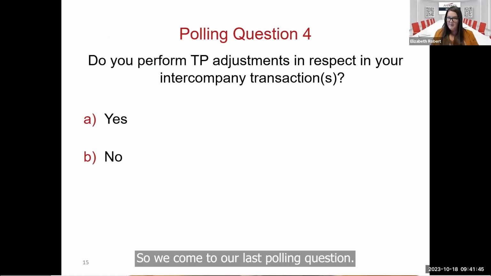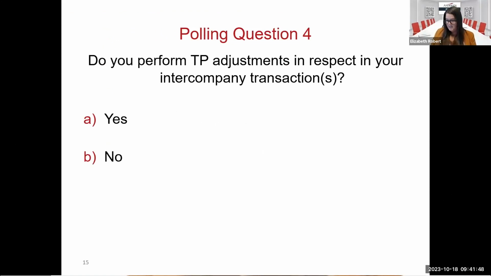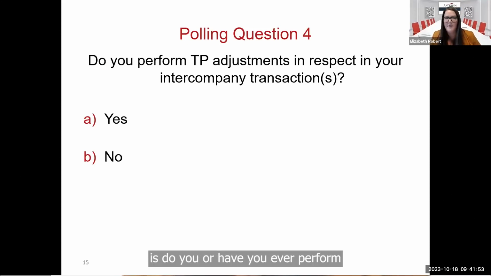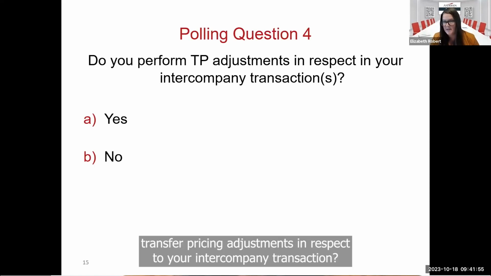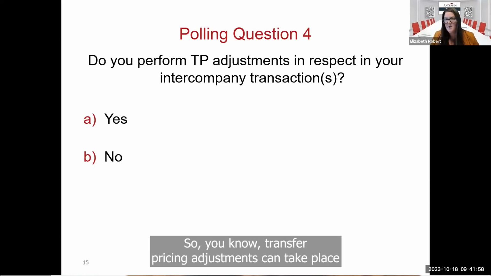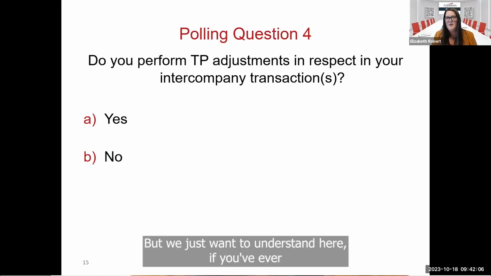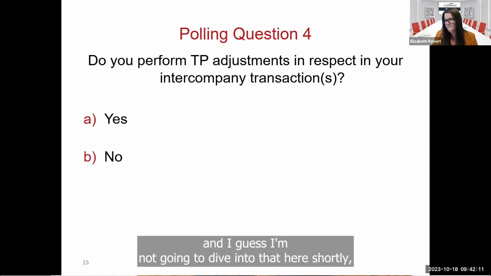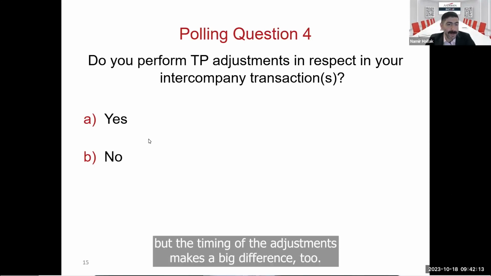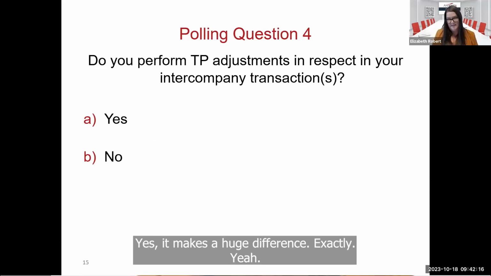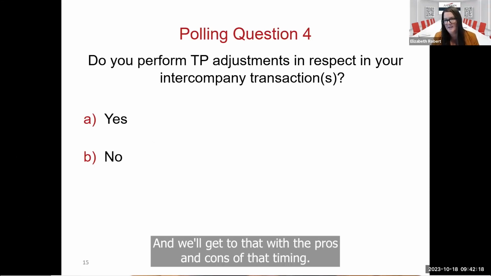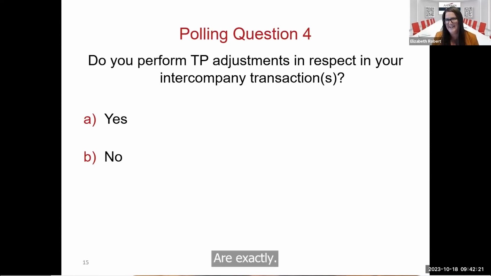So we come to our last polling question. The question is, do you or have you ever performed transfer pricing adjustments in respect to your intercompany transactions? Transfer pricing adjustments can take place weekly, monthly, annually, however it is, but we just want to understand if you've ever performed any. And I guess, Elizabeth, I know you're going to dive into that shortly, but the timing of the adjustments makes a big difference too. Yes, it makes a huge difference. And we'll get to the pros and cons of that timing.